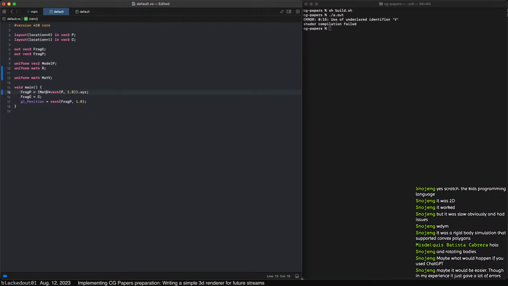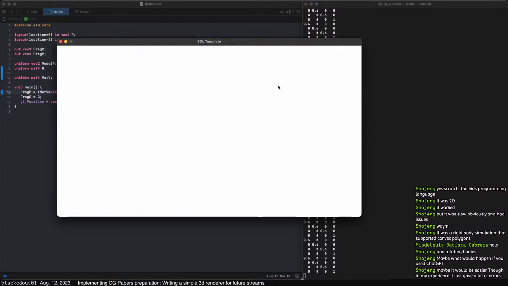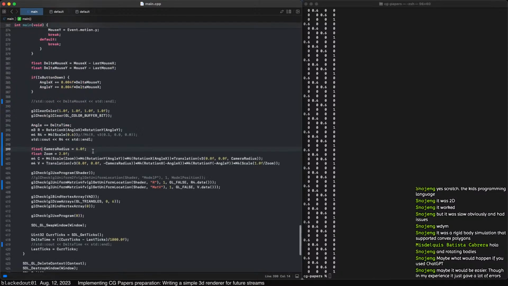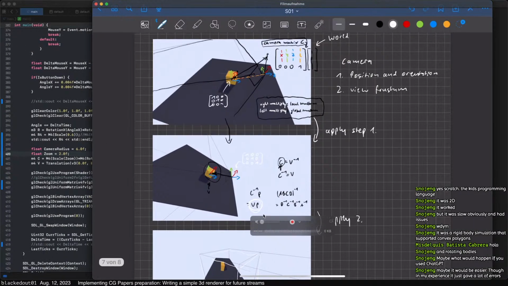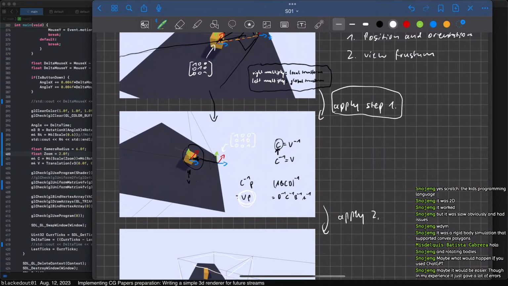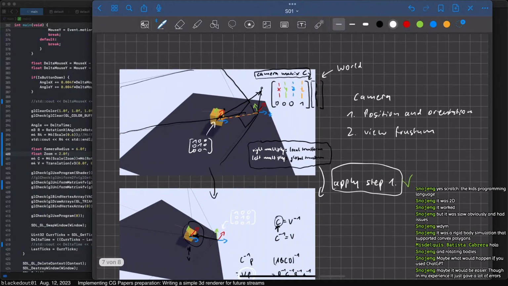Met V of course. Yeah, so we don't see anything because we don't have a projection matrix right now. So this is the next step. So we have this here now. We have done this. So now we need to apply the view frustum.